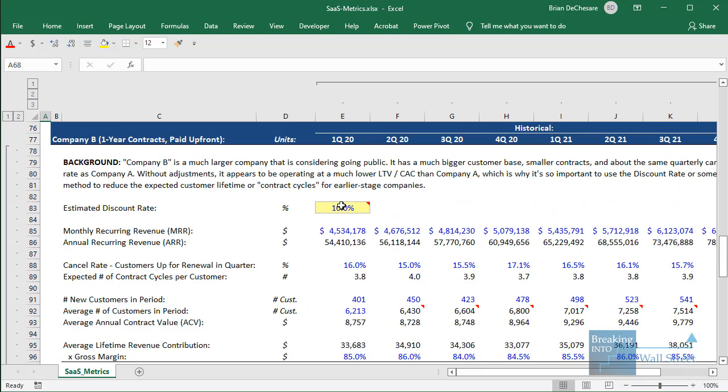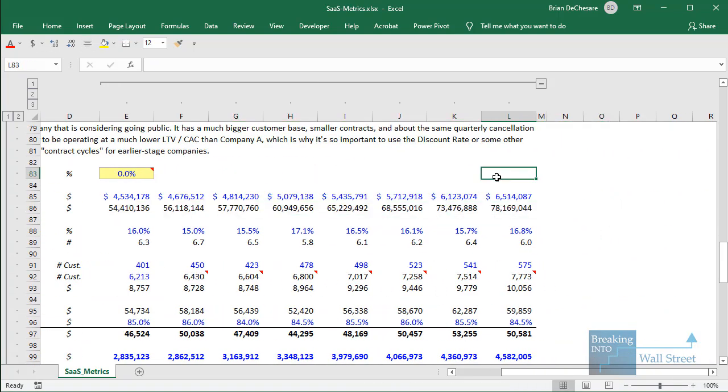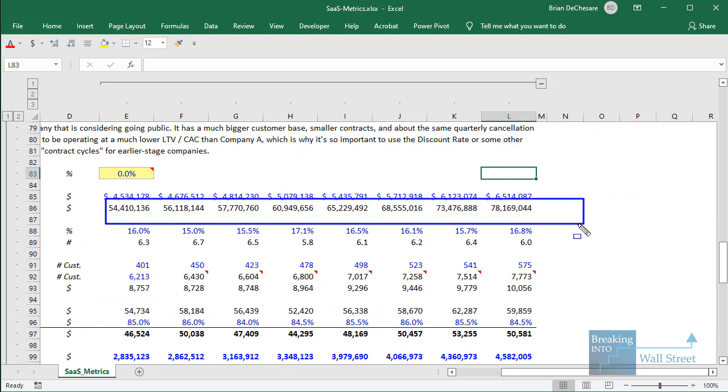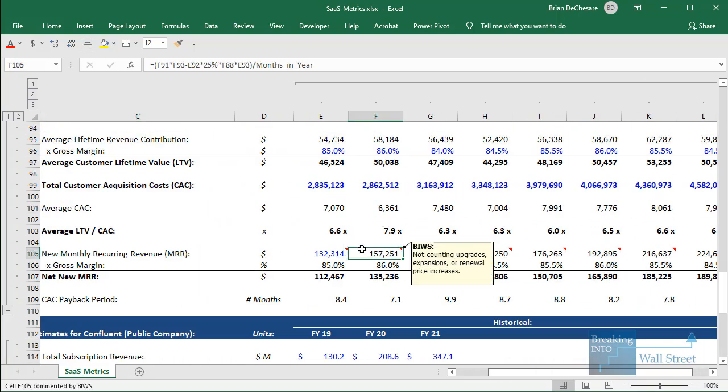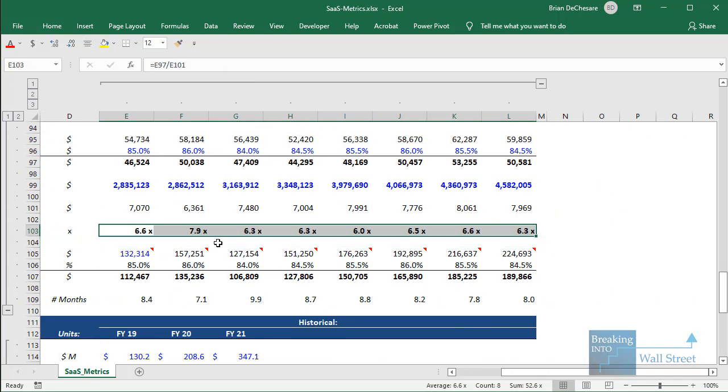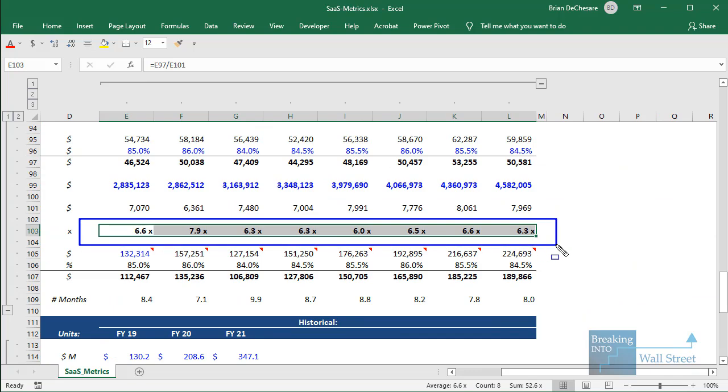If we go to company B, which is a much larger, more mature company, annualized recurring revenue of 50 million, 60 million, 70 million, a company like this could definitely go public. If we remove it here, the LTV to CAC seems a lot lower on the surface. It's only 6x, 7x, 8x, something in that range.